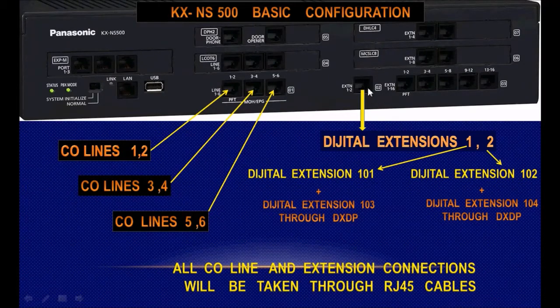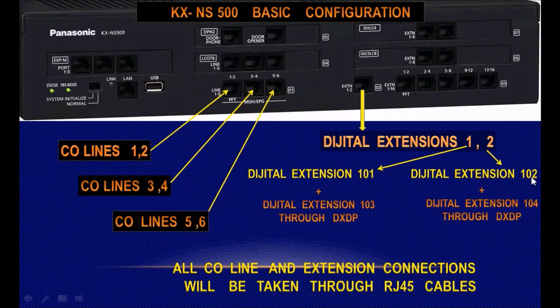This interface gives us 2 digital extensions, 101 and 102. Each of them can give us another digital extension. 101 can give us 103 through the digital XDP device port.